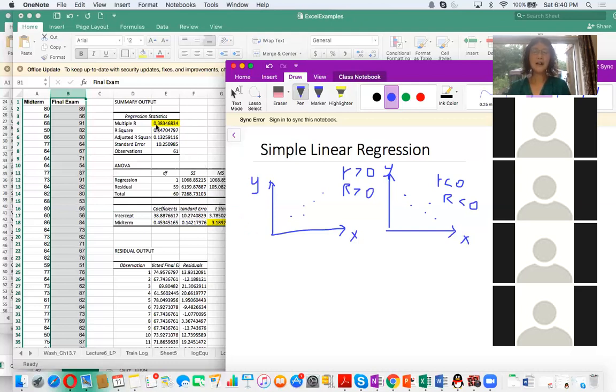The absolute value of this R closer to 1, the stronger the relationship. Suppose you get this R 0.8, 0.9, that means you have a stronger relationship. Now I get this R 0.38, we call that the moderate relationship. If you have R 0.1, 0.2, that is the weak relationship. Okay, so that is the linear correlation coefficient R. The other name is multiple R.